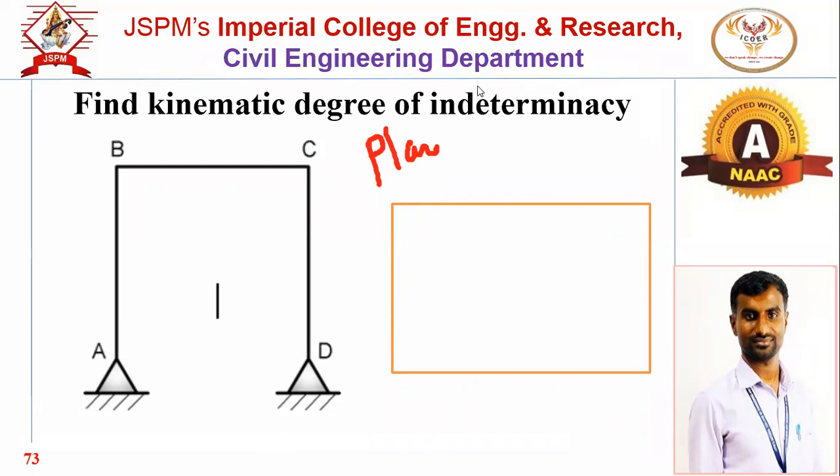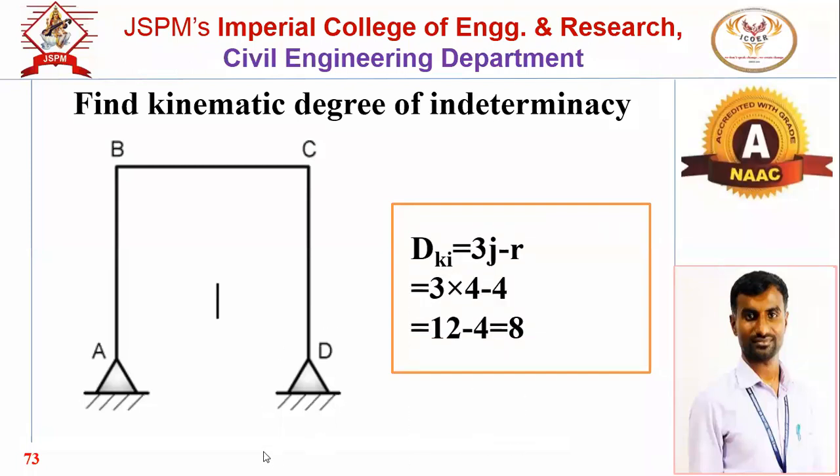Whether to neglect or consider the axial deformation has not been mentioned. If they have not mentioned it, we have to consider the axial deformation. So the formula we have is 3j minus r.